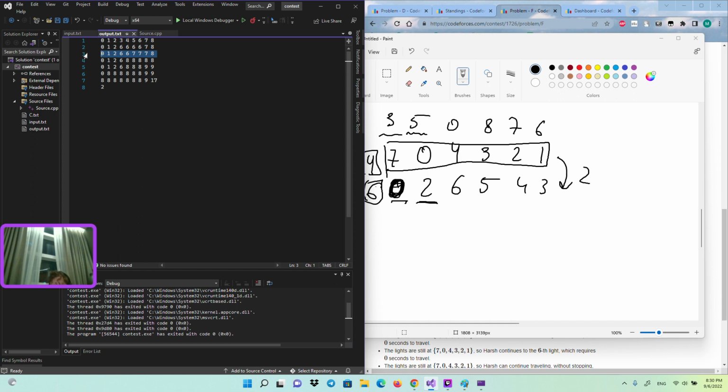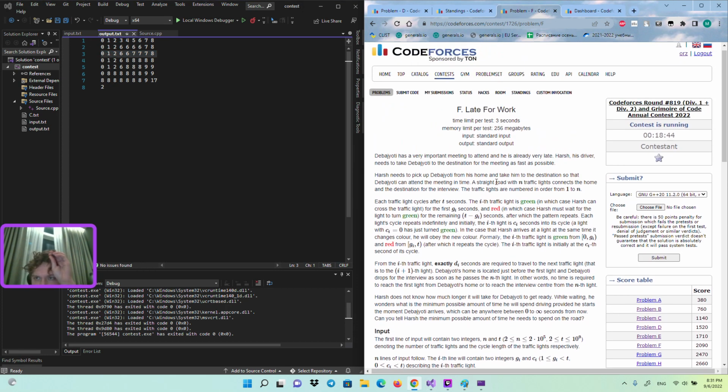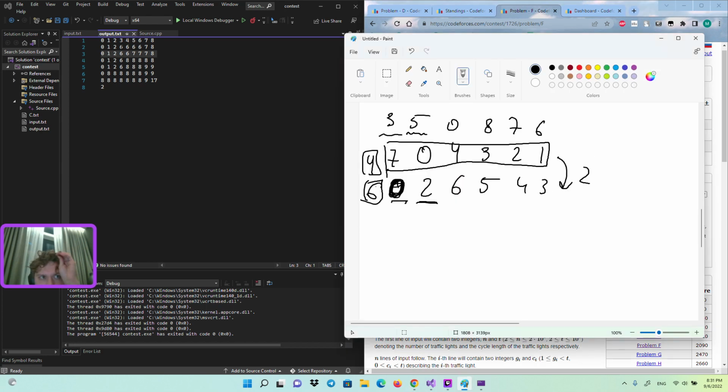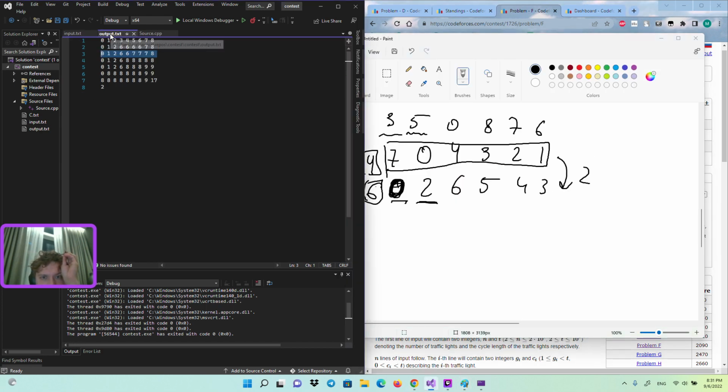Maybe my solution is wrong. No, my solution is not wrong. My solution is correct. But I spent so much time on this dumb problem. I must solve it. I must solve it. So here we have this 8.